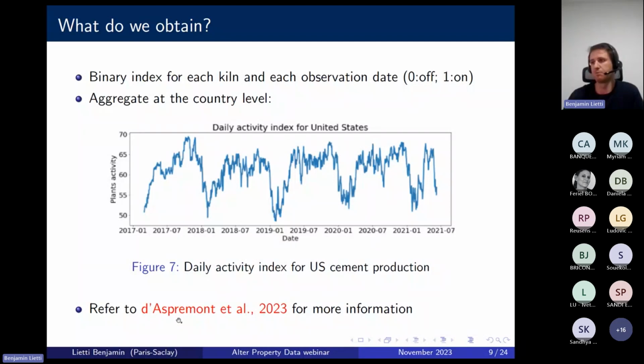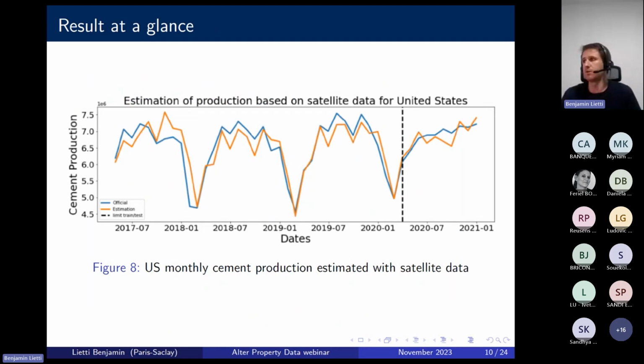If you would like more details about it, you can go to the paper. There is the link directly on the slide. And what we obtain is an index that is very powerful to estimate actual cement production. Here is an example for the United States. In blue, it's the official data, so the official cement production per month. And in orange, you can see our estimation based solely on our satellite data. That's very accurate, and we can track it very well.